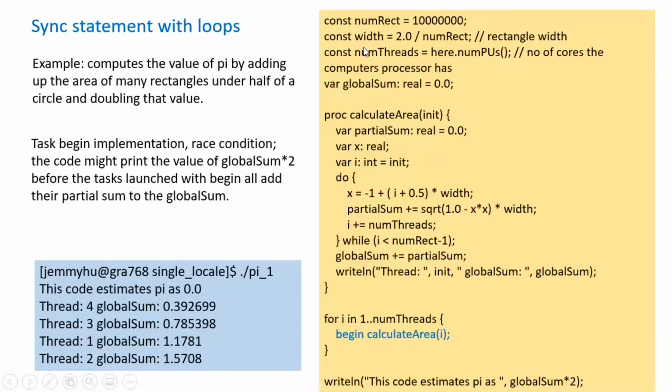So this is basically in Chapel, and we use a procedure. A procedure is basically like a function. It's calculate area initial, right? And each thread will do this. Basically, there's one for loop across all the threads, and then we use begin to calculate the area.